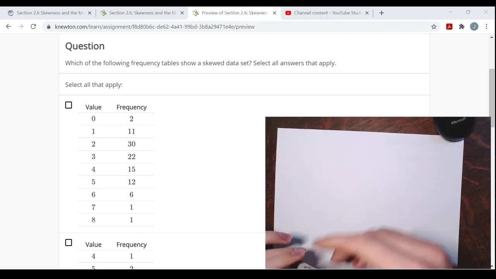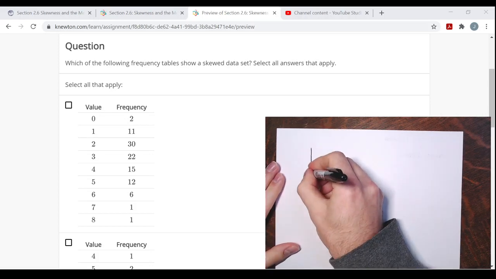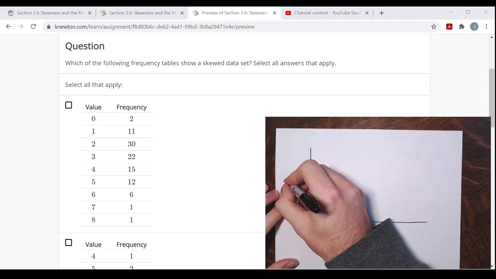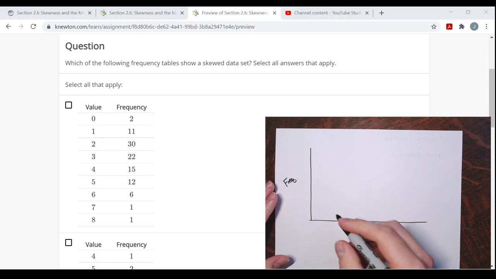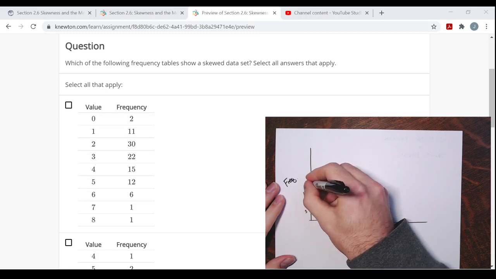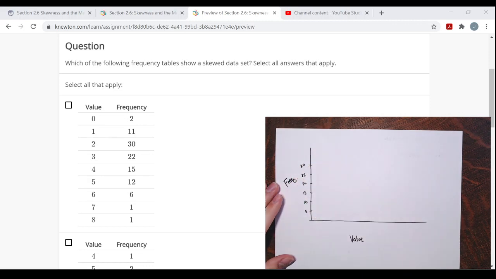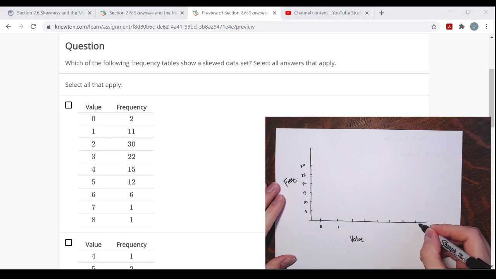All right, so this first one, if I'm making a histogram for this, and again I'm going to try my best to make this look decent. Got the values down here, frequencies on the left here, and the highest frequency I notice is 30, so I'll go by 5s. There's 5, 10, 15, 20. And the values go from 0 to 8. So start that, say that 0 there, and then 1, 2, 3, 4, 5, 6, 7, 8.